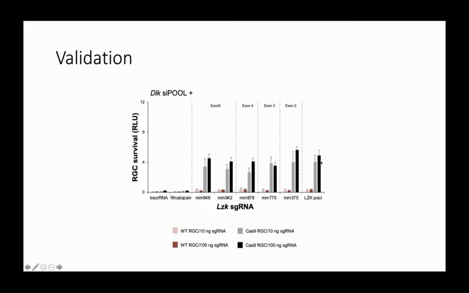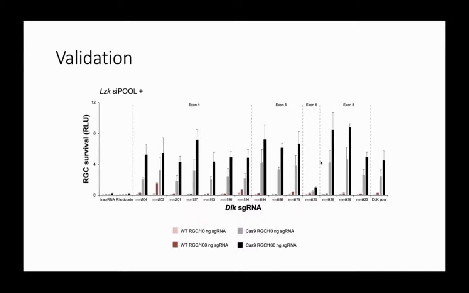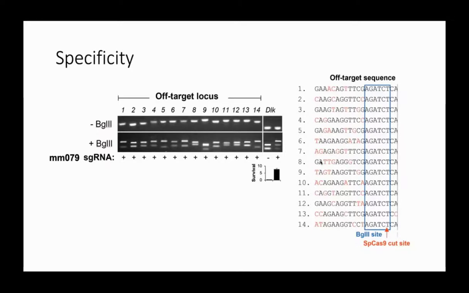When we combined, we didn't see much improvement. Actually, I think I misspoke. Here we've used the DLK SI pool to knock down DLK, and we're combining it with the LZK gRNA. The one I just described is actually here, where we're knocking down DLK, and LZK is knocked down with an SI pool. We've also done it where we've knocked down both DLK and LZK only with gRNAs.